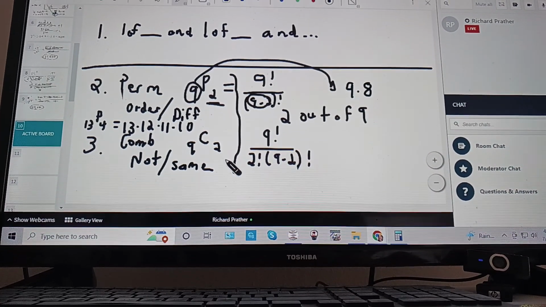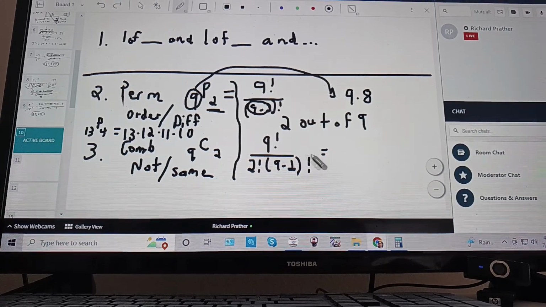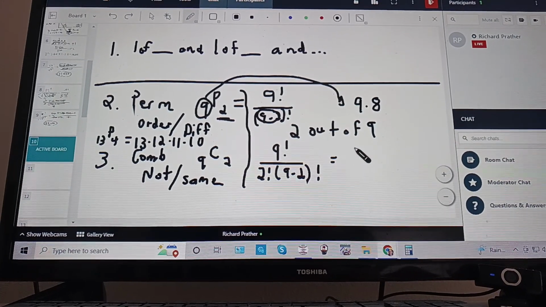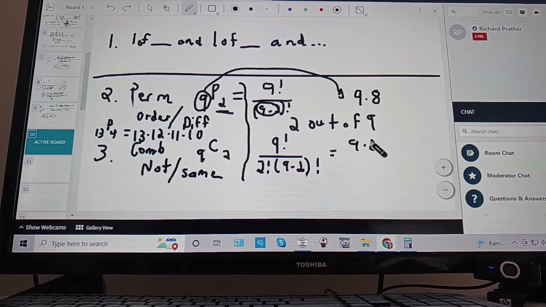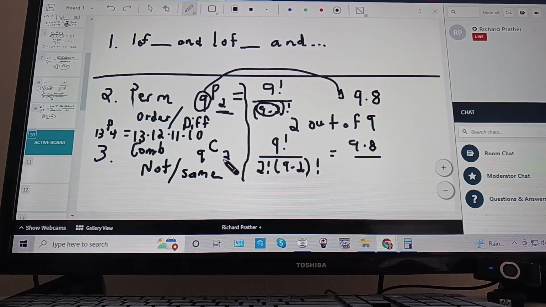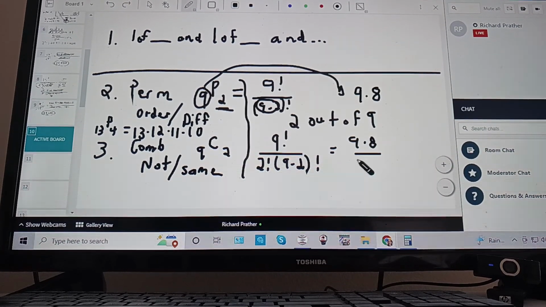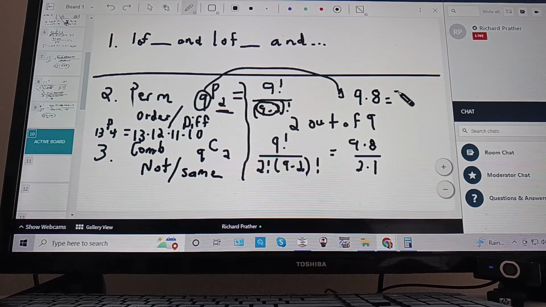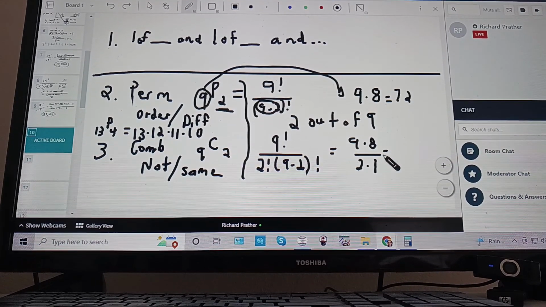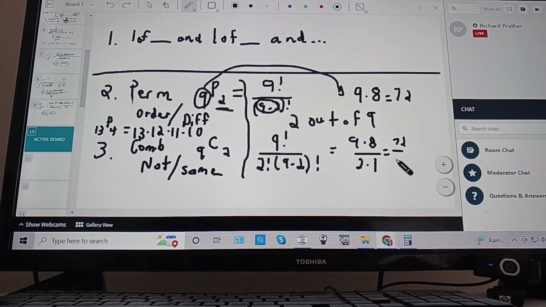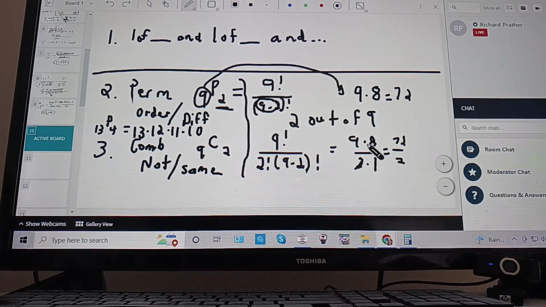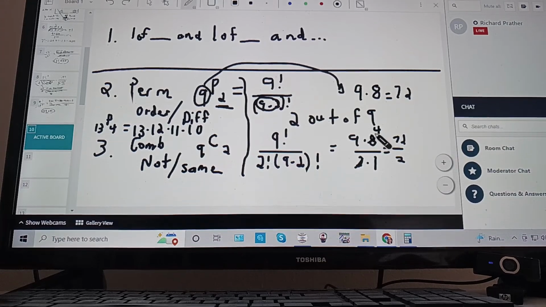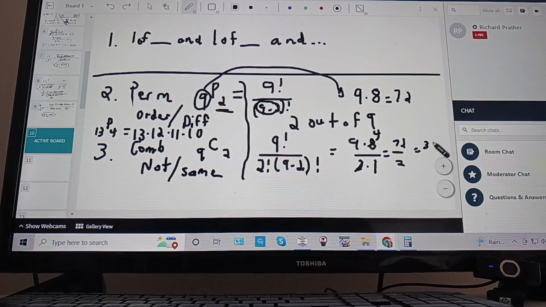So if you have 9 combination 2, the difference is you start off the same as a permutation and do 9 times 8. Stop after 2 numbers, but then you also divide by 2 factorial. So this answer would be 72, where this would be 72 divided by 2. Or you could say 2 goes into 8 4 times. 9 times 4 is 36.